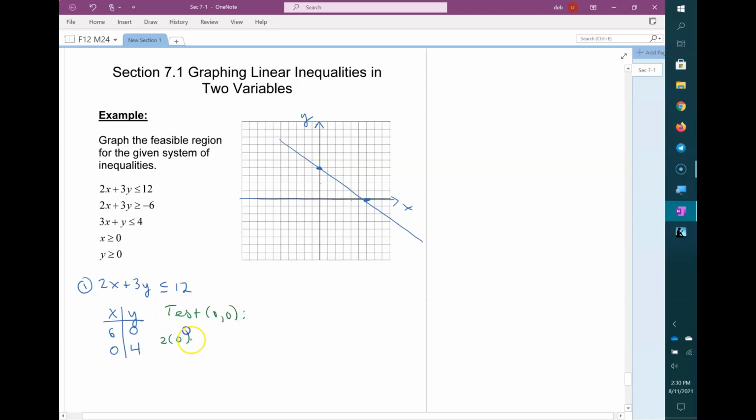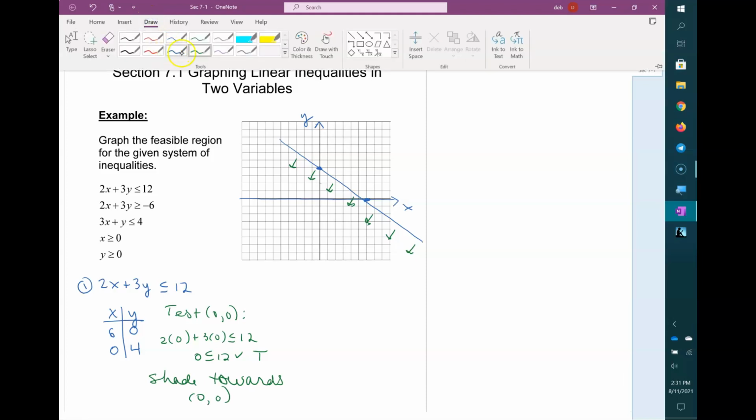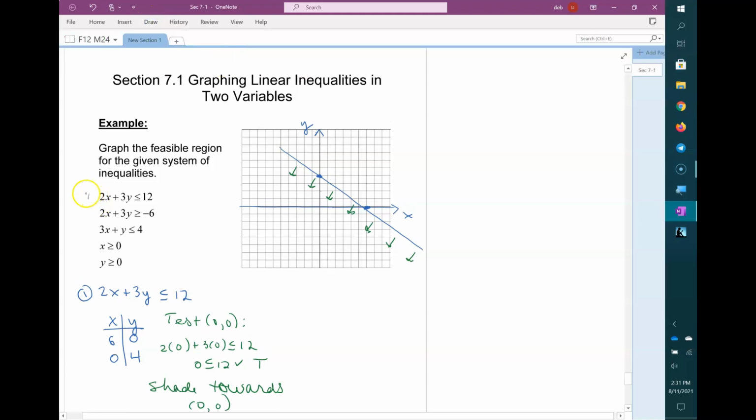And then I need to test 0, 0 to see which way to shade. So I have 2 times 0 plus 3 times 0, and I want to know if that's smaller than 12. So shade towards 0, 0. So this side of the line. Okay, then so that was the first one.